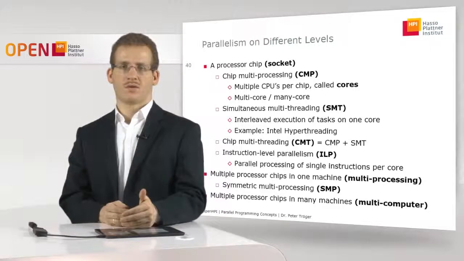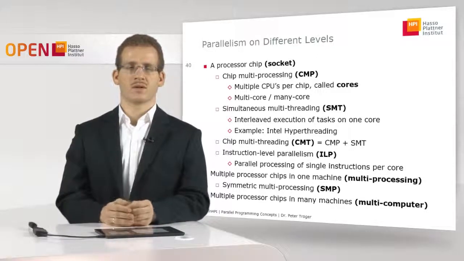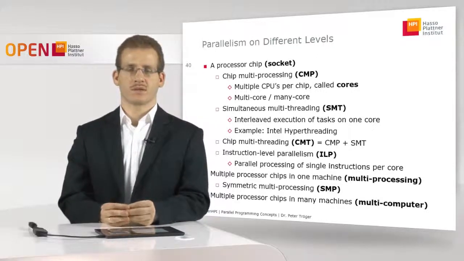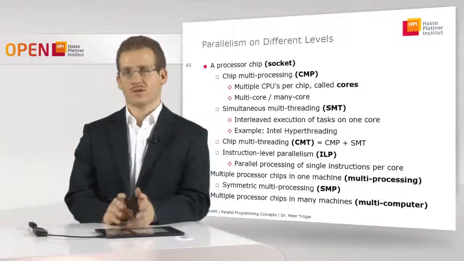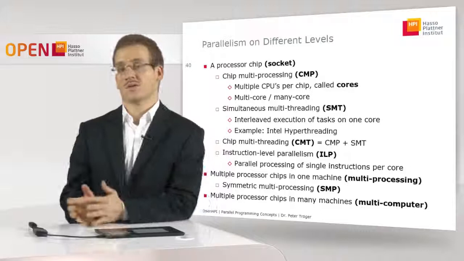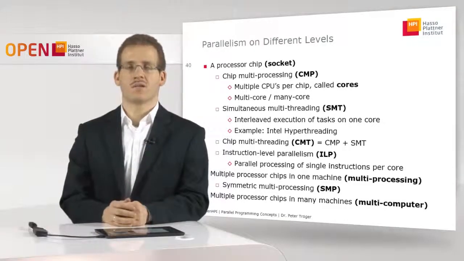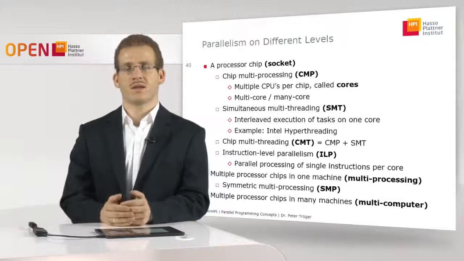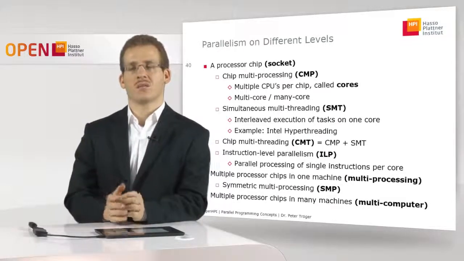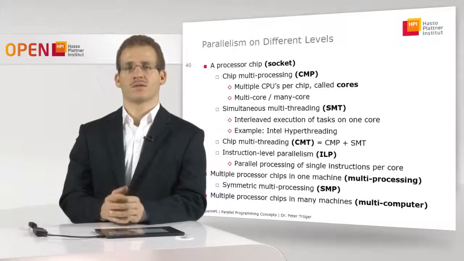And if you now go one level higher in the granularity, you end up with something that is sometimes called a multi-computer. So you can now take multiple of these processor chips, put them into a machine, but now you can also combine multiple machines. And with multiple machines, you get something that is called a multi-computer in the case where you run one parallel application on this set of distributed resources.